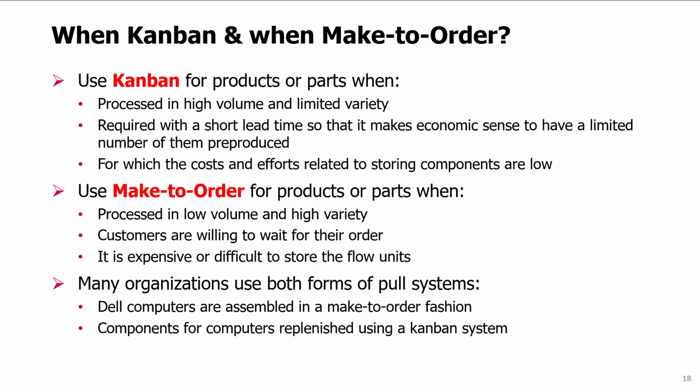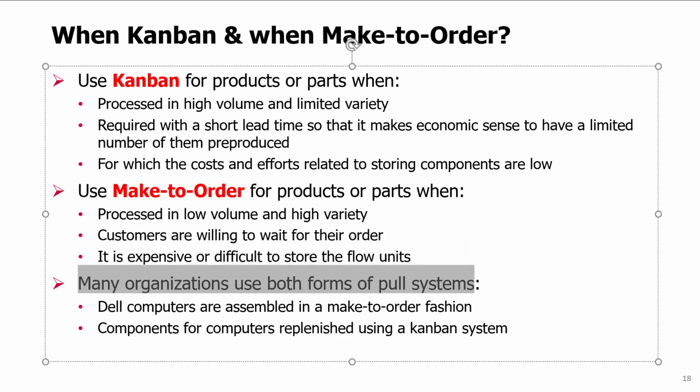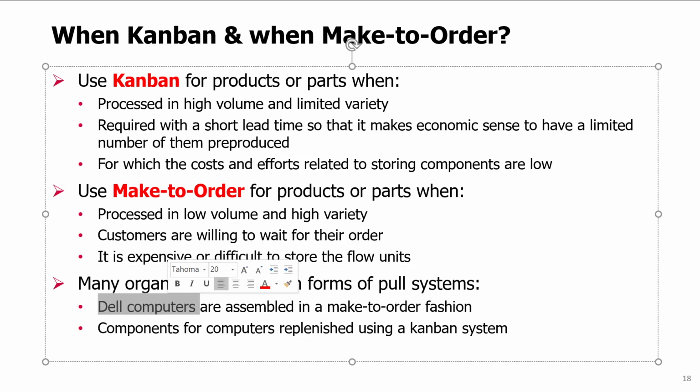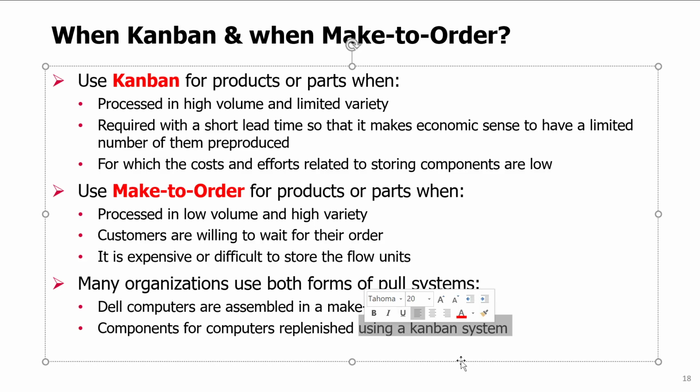Notice that many organizations might use both pull systems. For example, Dell computers are assembled in a make-to-order fashion. The assembly line only assembles a computer that was ordered by a client and maybe even paid for with a client's credit card. On the other hand, components for those computers might be replenished using something similar to a Kanban system. When the number of available components of a certain type is reduced below a certain threshold, we might replenish a quantity from the supplier.